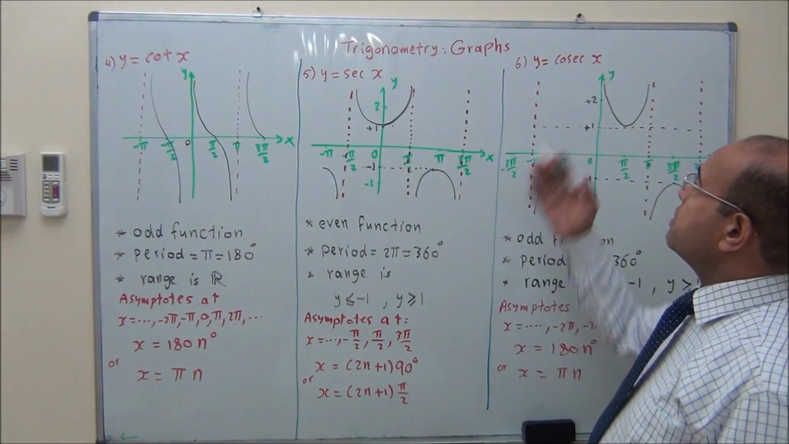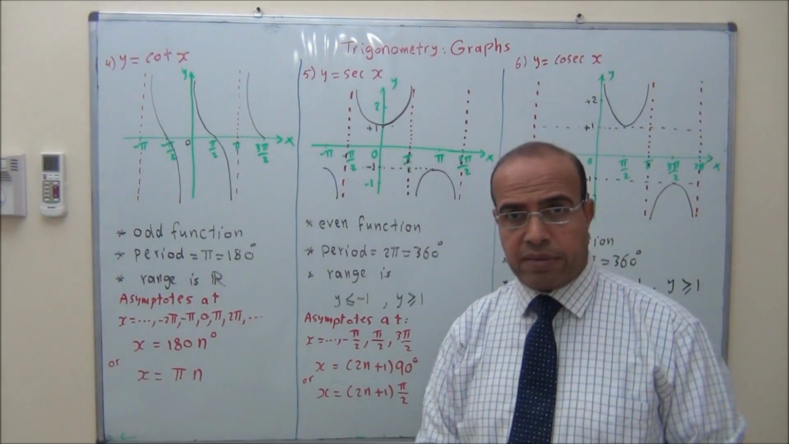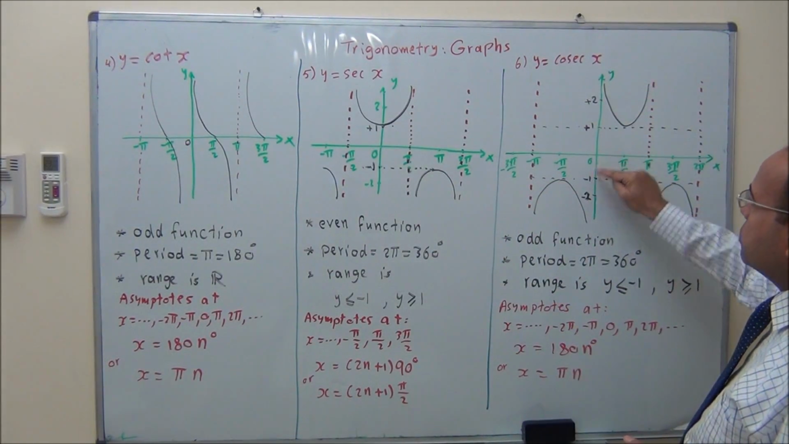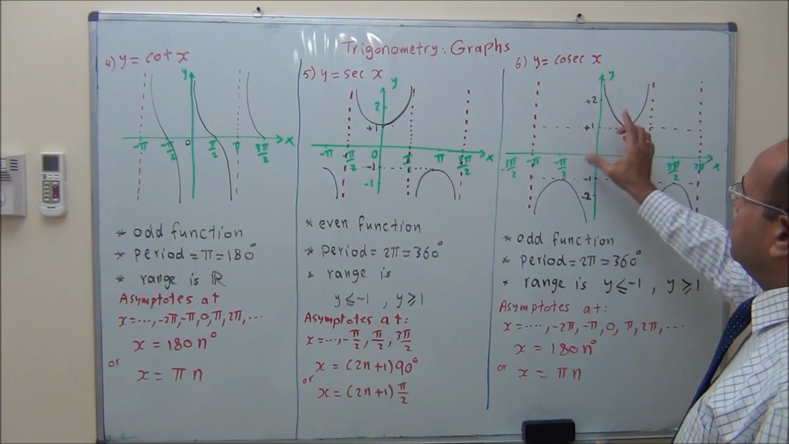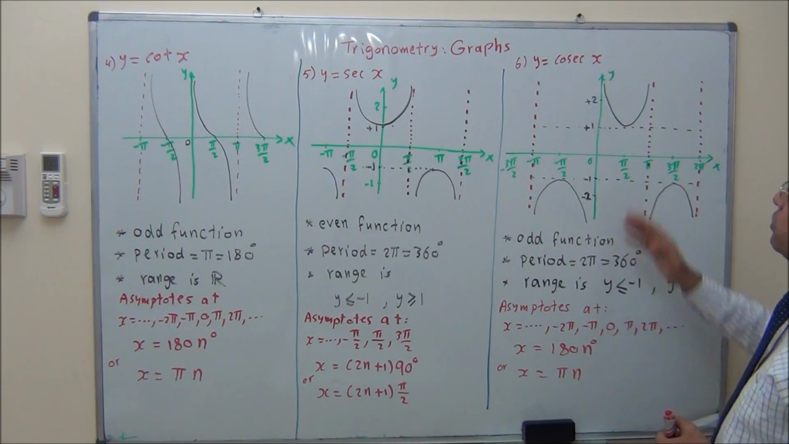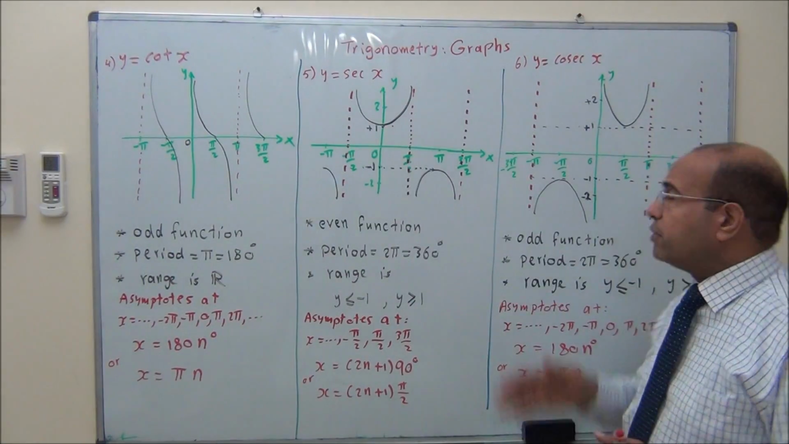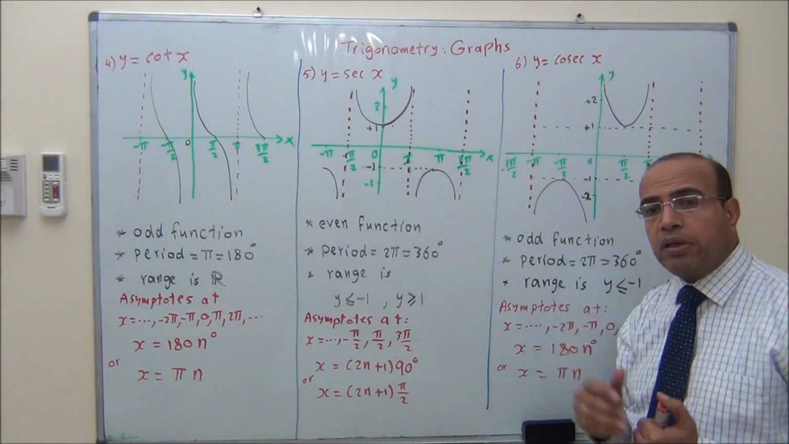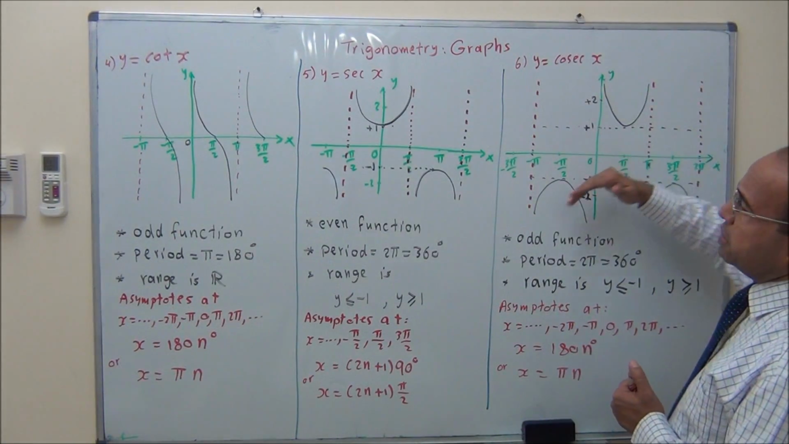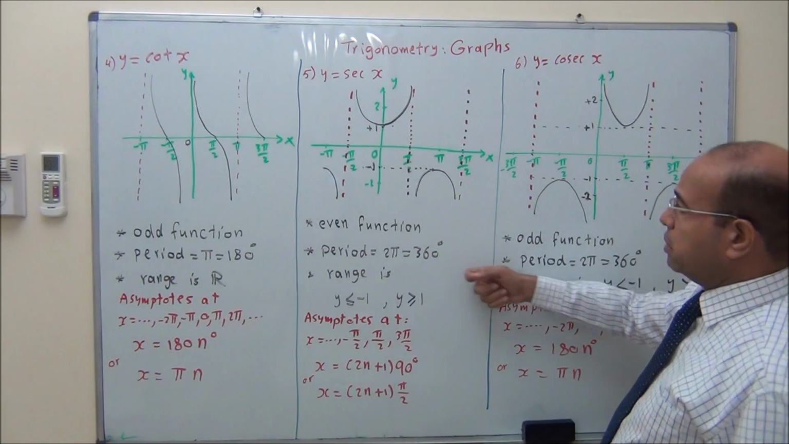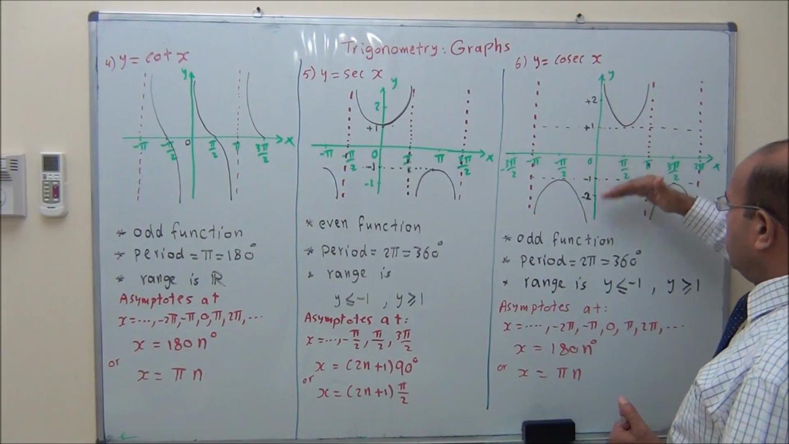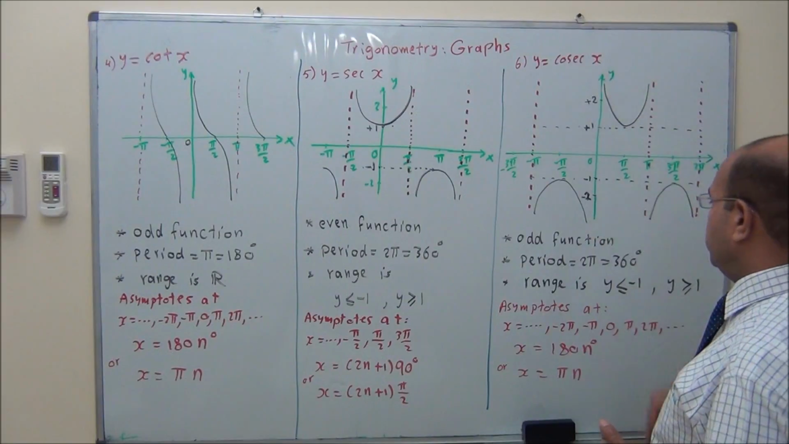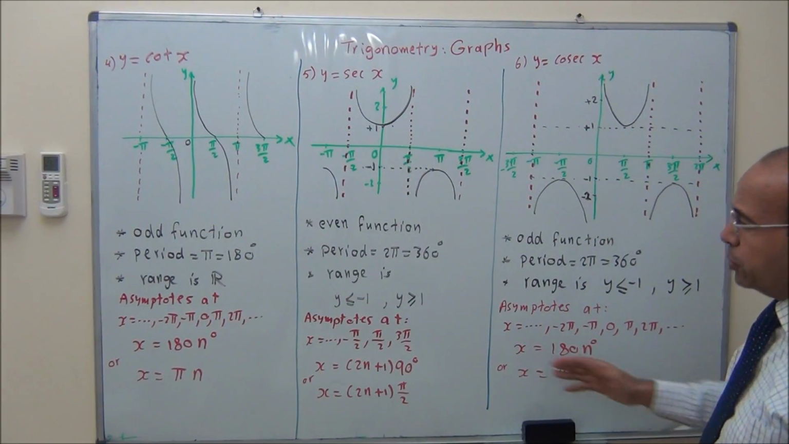The last graph is the graph of y equals cosec x. The graph is symmetrical about the origin, so the function is odd. The period is 360 or 2 pi. The graph repeats itself every 360, so the period is 2 pi or 360. The range is the same as sec: y less than or equal to negative 1, or y greater than or equal to 1. The asymptote is different.